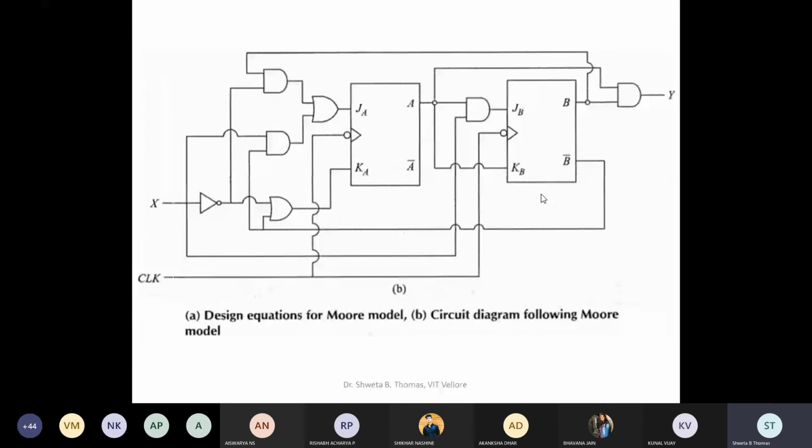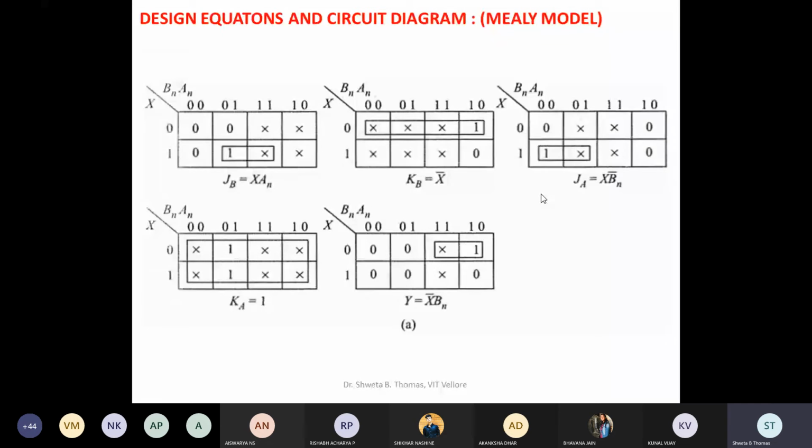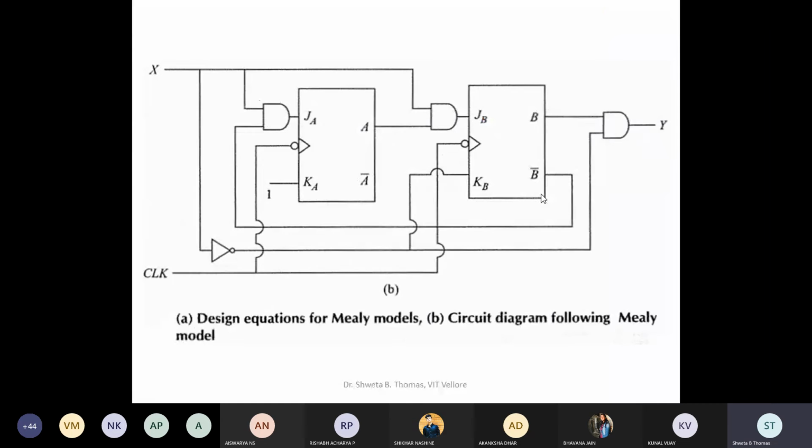Now, next we have to go for the Mealy model. In the same way you have to do it, and here also you need to draw the circuit for the Mealy model. Okay, so in this way you can form it. So this is all about yesterday's problem.